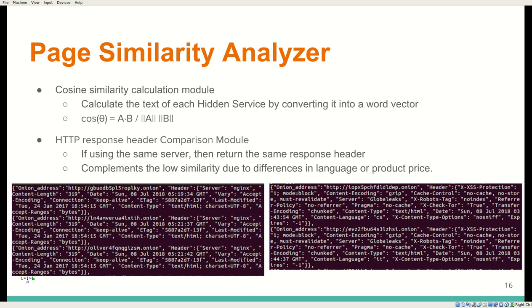The following figure shows the HTTP response header returned by hidden services with different onion addresses. The format of the HTTP response header differs for each server, and you can see several headers of the same type. We can guess that some hidden services are running on the same server. This module complements low cosine similarity due to multilingual services and product price differences.